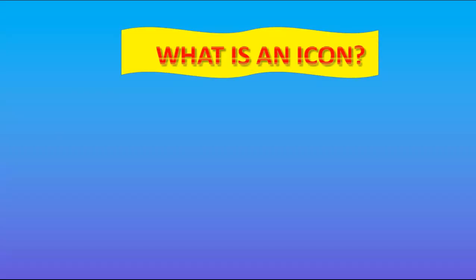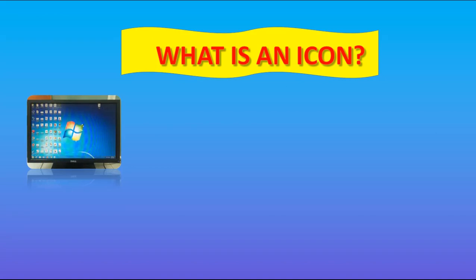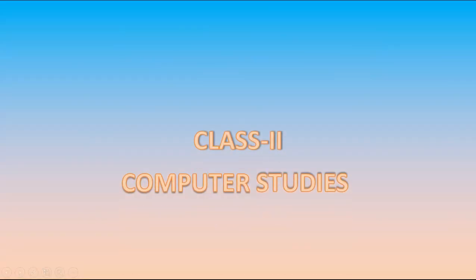Now coming to the next point, what is an icon? You will find the desktop is covered with icons, main icons: My PC, and Recycle Bin. An icon is a small graphical design of a program, so it can be any program shown on the desktop over here. These are the icons, all are picture-like structures. Example, This PC. So this is all about class 2 computer studies.